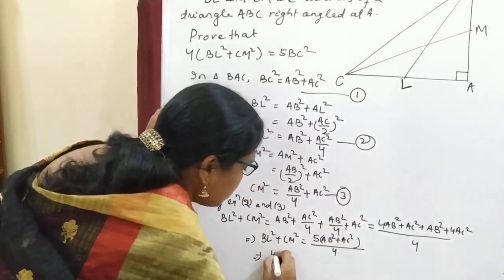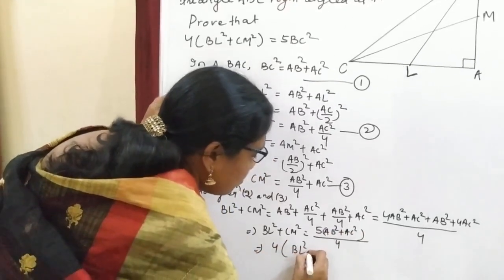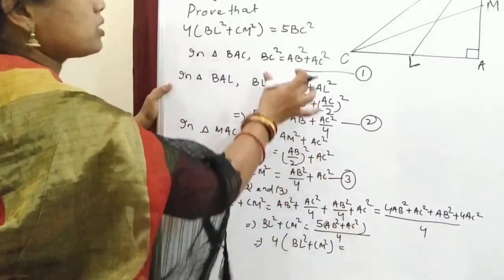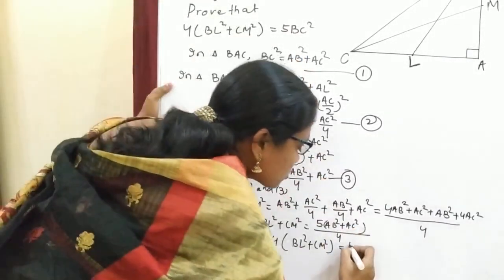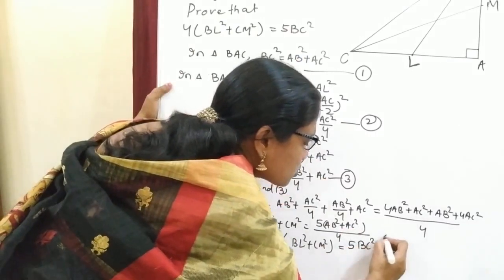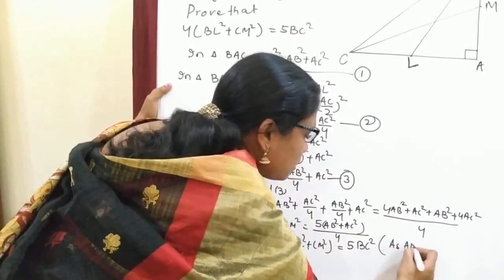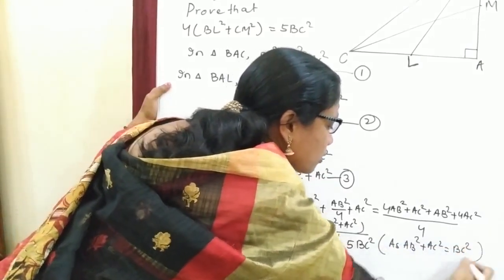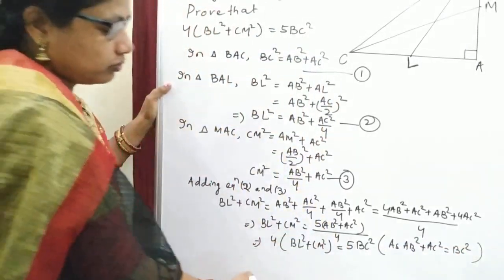So this implies 4 times (BL square plus CM square) is equal to 5 times (AB square plus AC square), which is equal to 5 BC square. So this is proved.